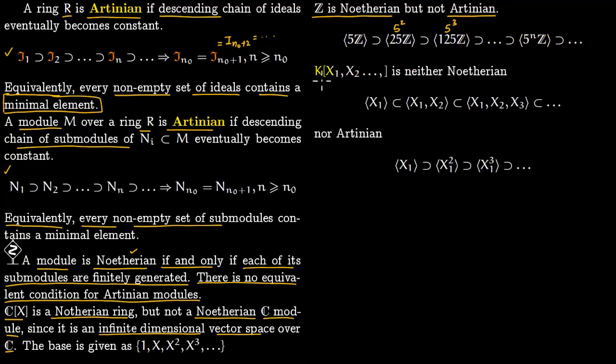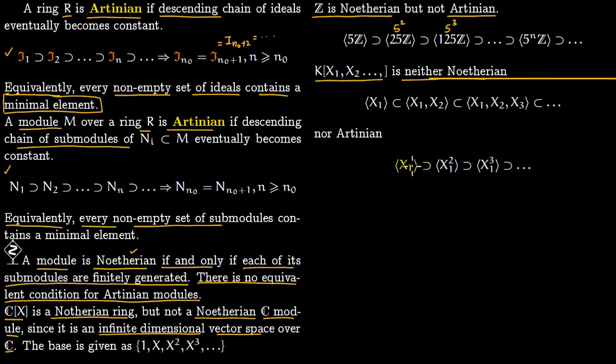Now this ring k[x1, x2, ...], this is neither Noetherian nor Artinian. So you have this sequence of ideals which is increasing, and it continues increasing because there are infinitely many variables which we have attached here. So this keeps on increasing. So this is not Noetherian. It is not Artinian also because x1 contains x1 square which contains x1 cube and so on. So there is no minimal element here, so this chain will keep on going on.